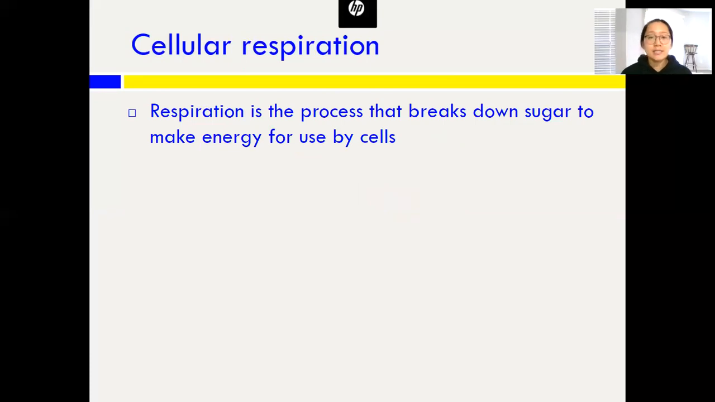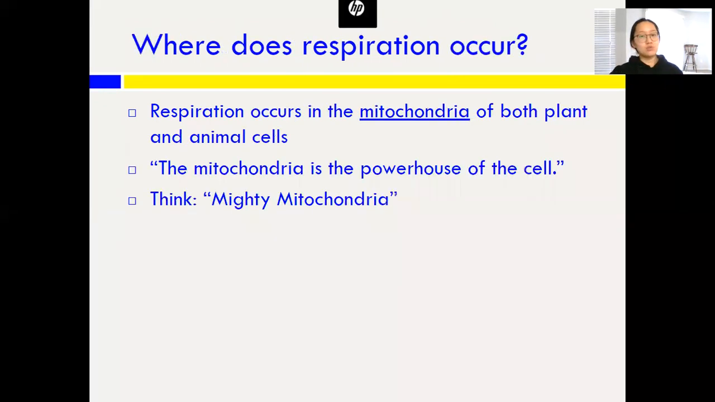Cellular respiration is the process that breaks down sugar to make energy for use by cells. So we can't directly use sugar as energy. But when you break down the sugar molecules that plants made, whether you ate it or the plants themselves are actually breaking down the sugar molecules, they can change that energy in the sugar bonds into ATP. And now it's useful. So where does respiration occur?